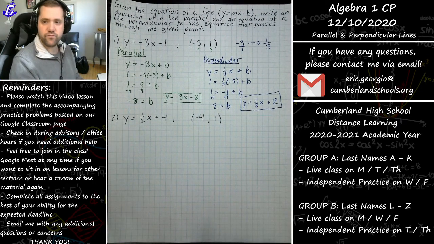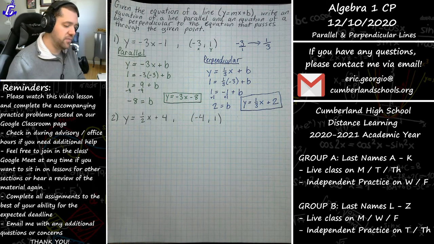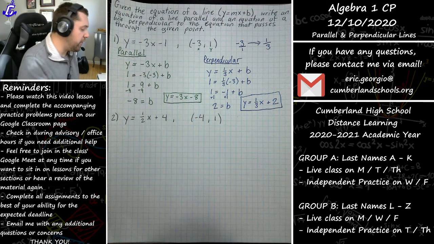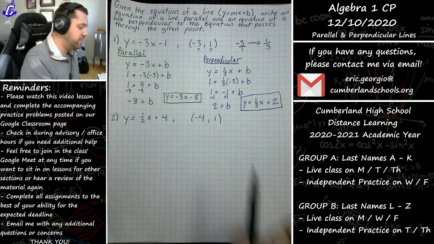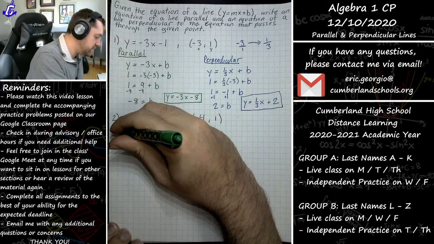Alrighty? Hopefully that's making a lot of sense. Let's do another example just so you see another one, and then we'll call it a day. Again, we're looking for a line that's parallel to this and passes through that point, as well as a line that's perpendicular to this and passes through that point. So let's give it a shot. Let's start again with parallel.